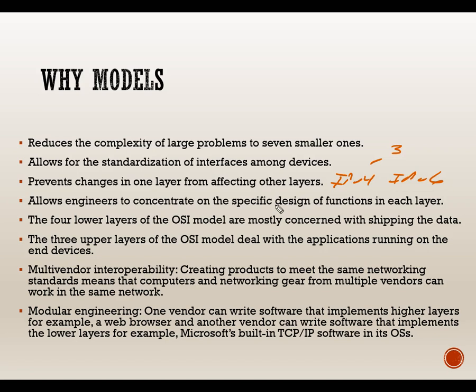Allows engineers to concentrate on the specific design of functions in each layer so that they can optimize the devices that they're working on. The 4 lower layers of the OSI are mostly concerned with data shipping, and I'm going to have a picture of that here just in a second. So data shipping to get from point A to point B to get the data there. The upper 3 layers, with applications, deal with applications running on the end devices, our browsers, for instance, on our computer, and maybe the web server running on the server at the other end in order to do those things.